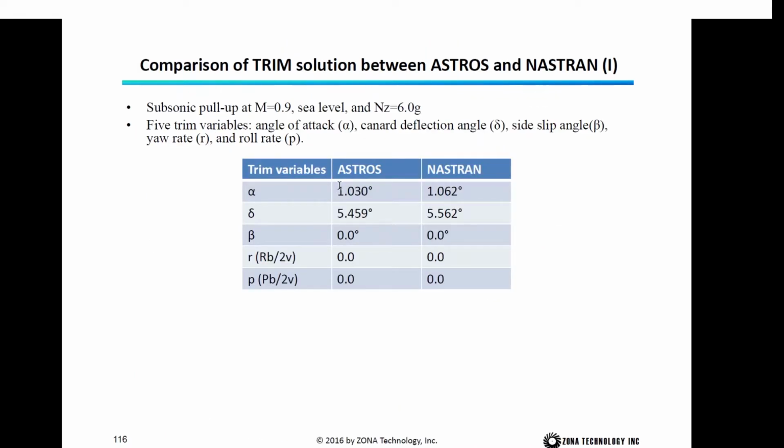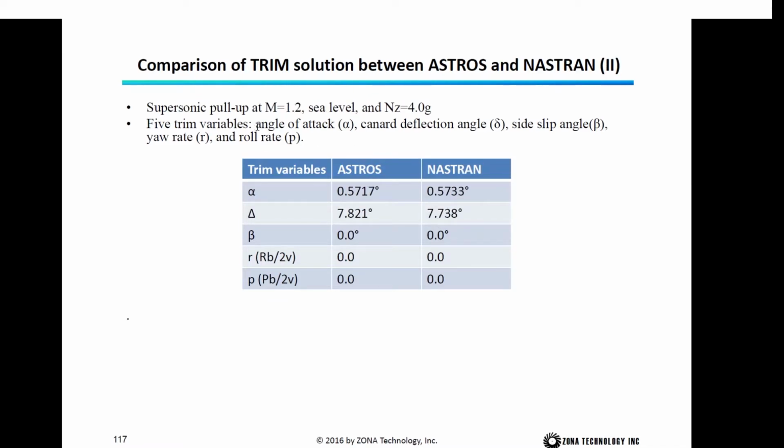Then we want to validate the trim solution between ASTROS and Nastran. The first one is a subsonic pull up at 0.9 sea level, and NZ is 6G. And we only have two trim variables, which are alpha, and delta, the canard deflection angle, and other beta, yaw rate, and roll rate are zeros. So this is the ASTROS solution, this is the Nastran solution, they are very close.